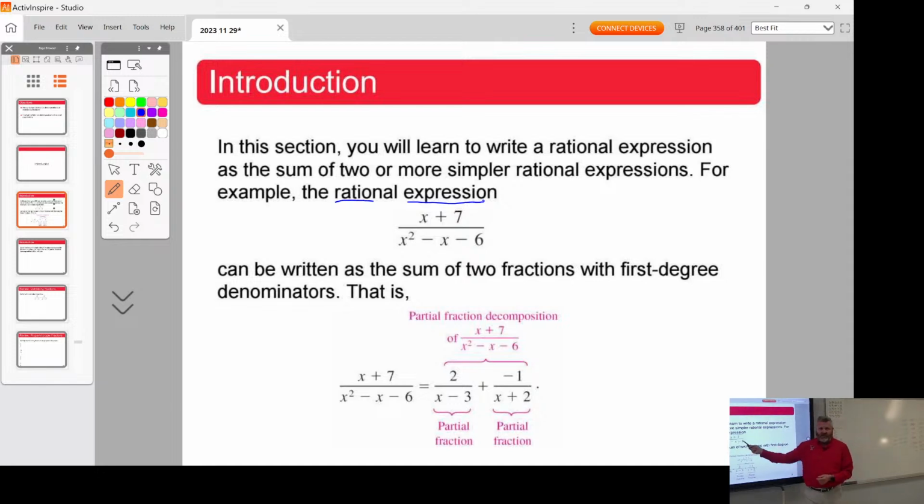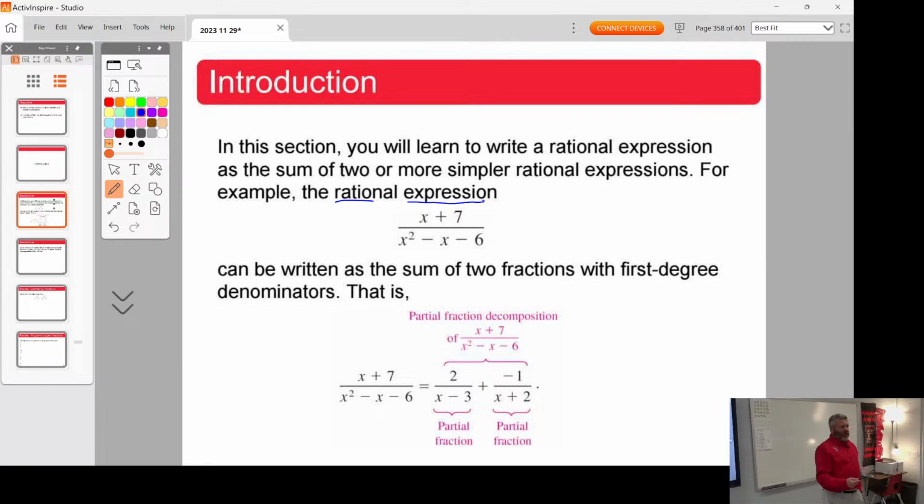So is this a fraction? Is there a polynomial on top? Is there a polynomial on the bottom? That's a rational expression. This fraction can be rewritten as 2 over x minus 3 plus negative 1 over x plus 2. That's what we're going to be doing as far as what partial fractions are. We're actually going to work this problem here in just a little bit.